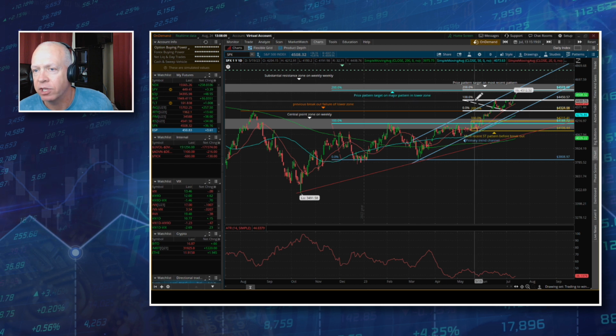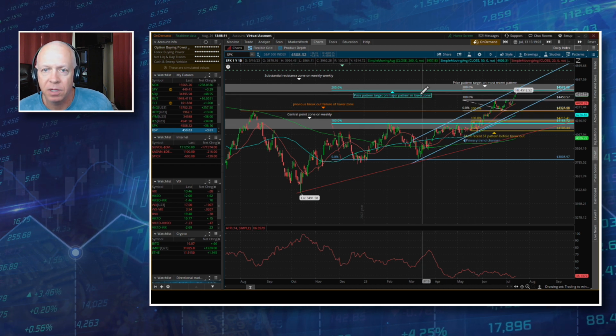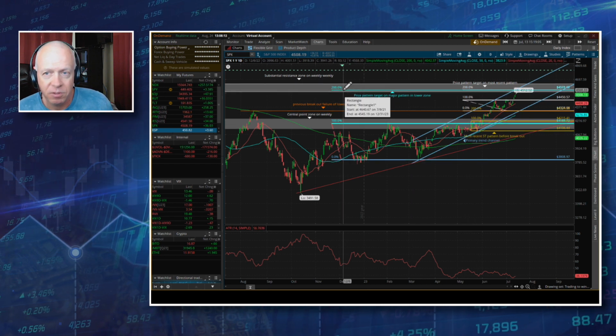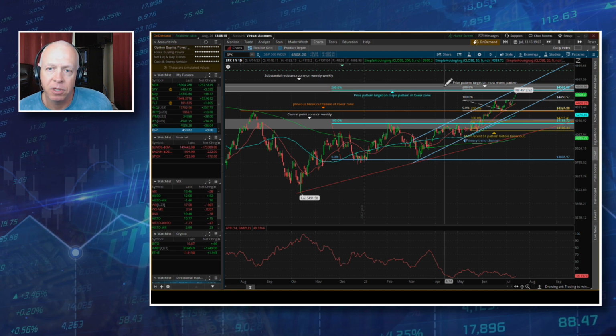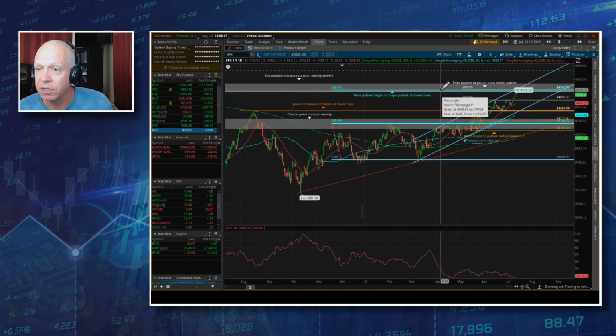If I go to more recent price action, I have another cup and handle pattern here. And the price pattern on that shorter term time frame happens to be pretty much the same spot that this price pattern target is, pretty much the same spot as my weekly level is.